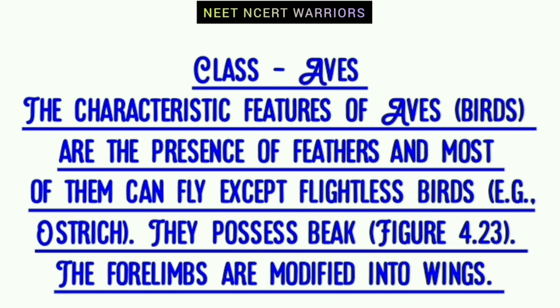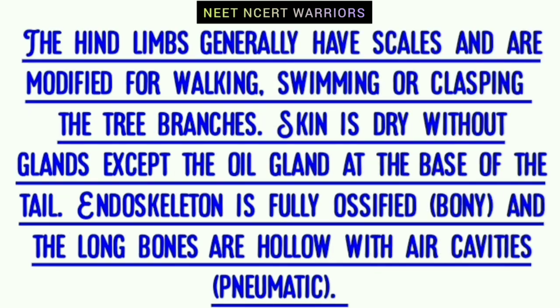Class Aves. The characteristic features of Aves, birds, are the presence of feathers and most of them can fly except flightless birds, e.g. ostrich. They possess beak. The forelimbs are modified into wings. The hind limbs generally have scales and are modified for walking, swimming or clasping the tree branches. Skin is dry without glands except the oil gland at the base of the tail. Endoskeleton is fully ossified, bony, and the long bones are hollow with air cavities, pneumatic.